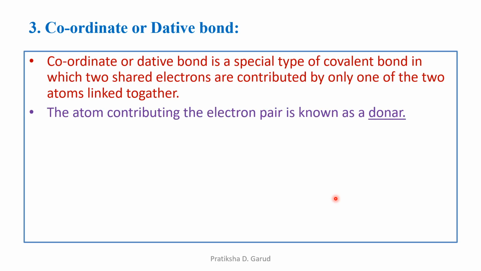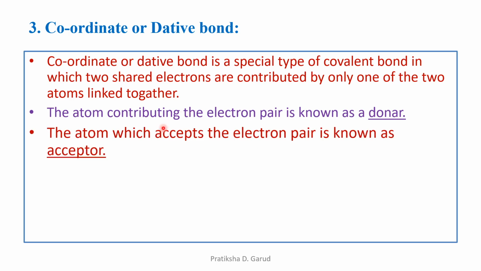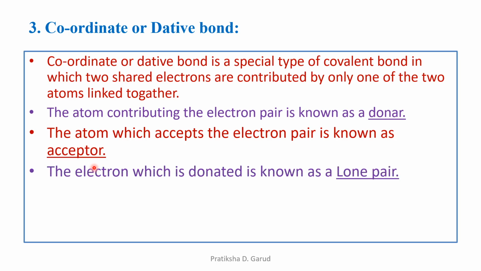So we can say that the atom contributing the electron pair is known as the donor, and the atom which accepts the electron pair is known as an acceptor. The one which is giving the electron is known as the donor, and the other atom which is accepting the electron is known as the acceptor. And further we can say that the electron pair which is donated is known as the lone pair, right?